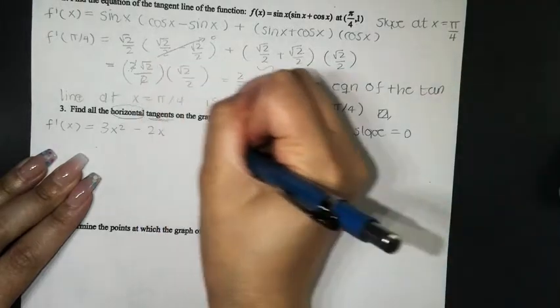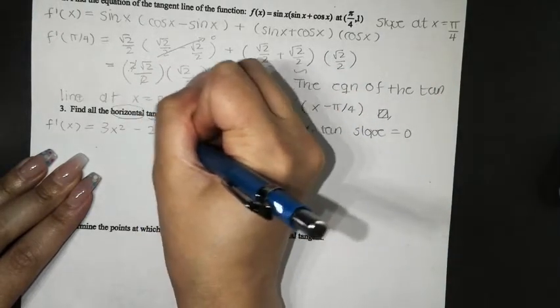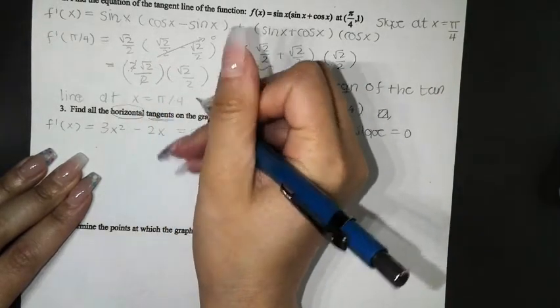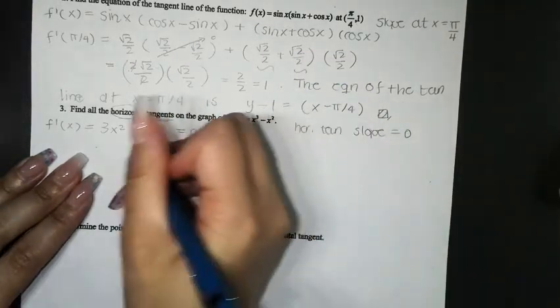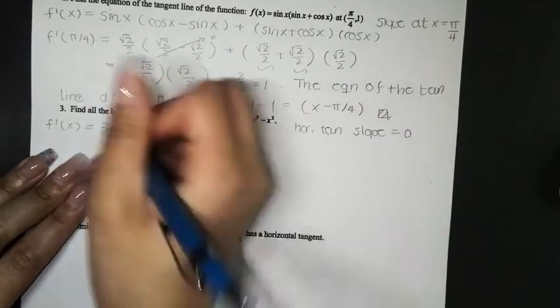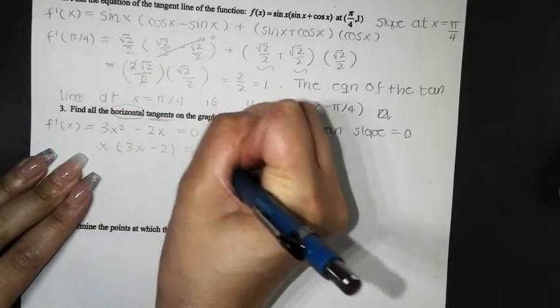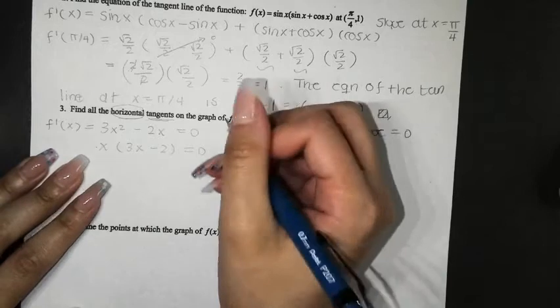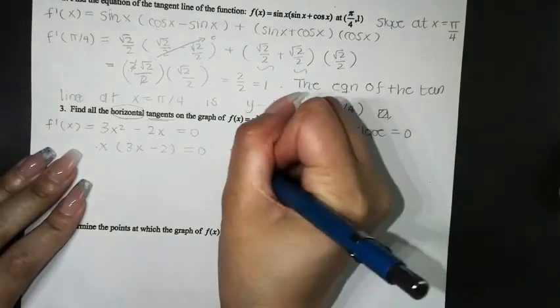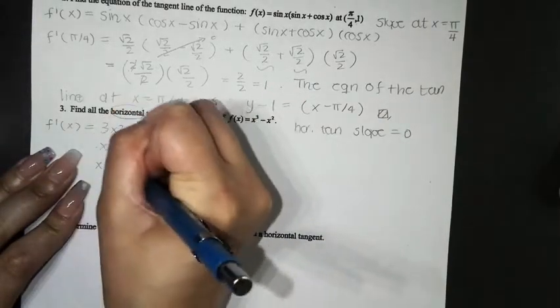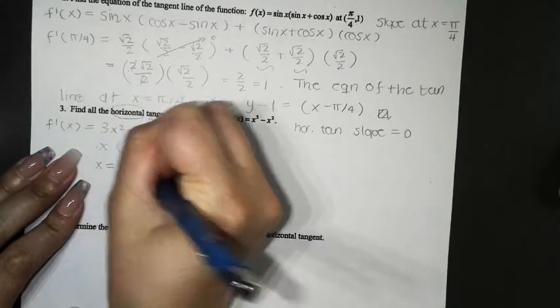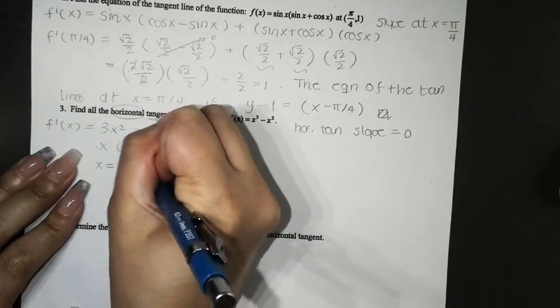So what are you going to do? You are going to set this equation equal to 0. Once you do this, you can use algebra 2 properties to solve it. Factoring is the easiest way here. Therefore, you have two options: x is equal to 0, or x is equal to 2 over 3.